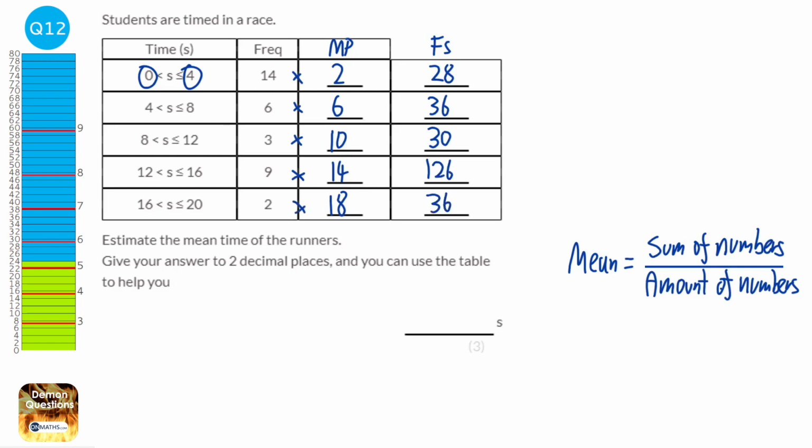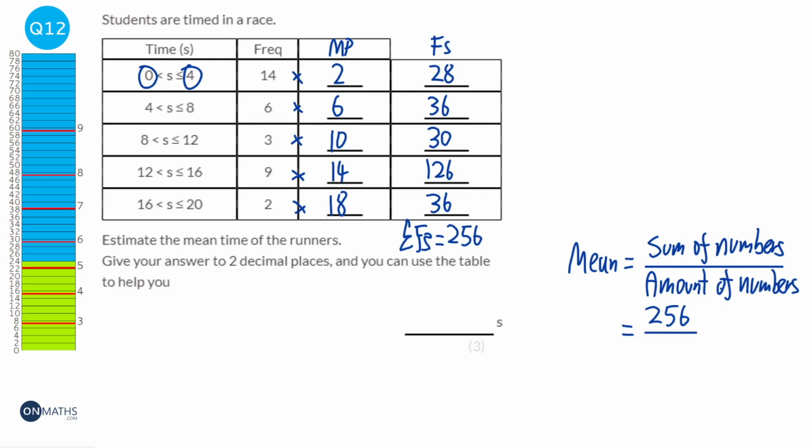Okay, next we're going to work out the sum of the FS. And to work that out, we just add all of these up together. So we're going to do 28 plus 36 plus 30 plus 126 plus 36. And when you add them all up, you get 256. Now, that will give us the sum of numbers. So we're going to put that into our working out now.